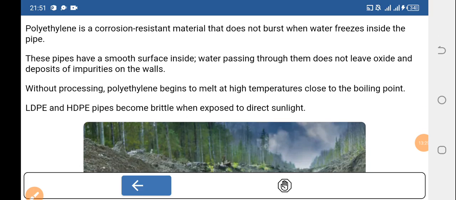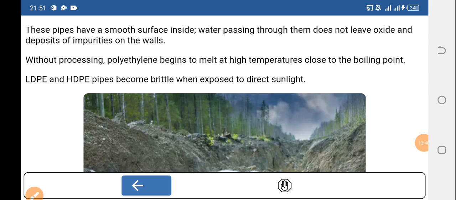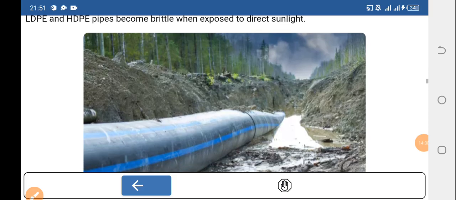Without processing, polyethylene begins to melt at high temperature, close to the boiling point. Therefore, we have different sizes. We have LDPE, low density polyethylene, and HDPE, high density polyethylene. These pipes become brittle when exposed to direct sunlight. So we are looking at the two, LDPE and HDPE. These two become very brittle when the pipes are exposed to sunlight.